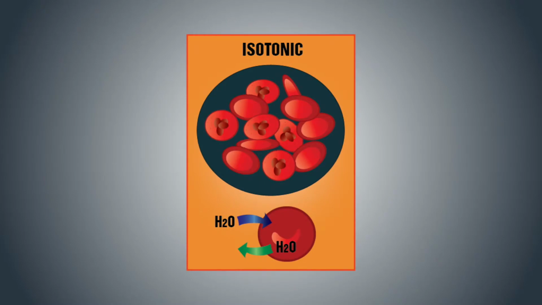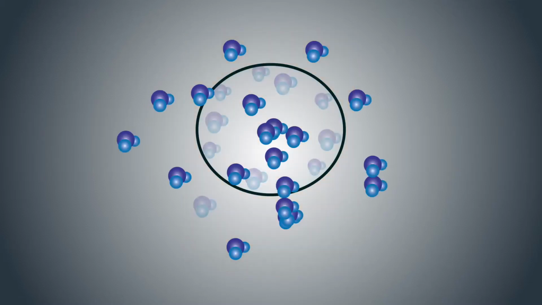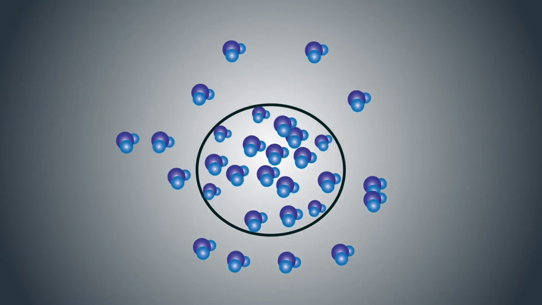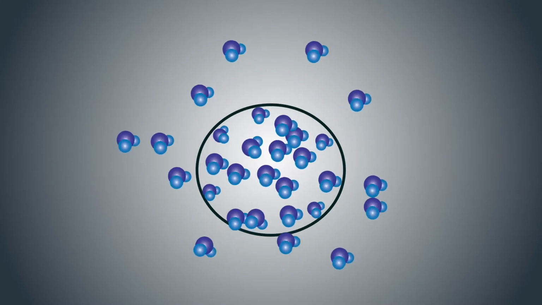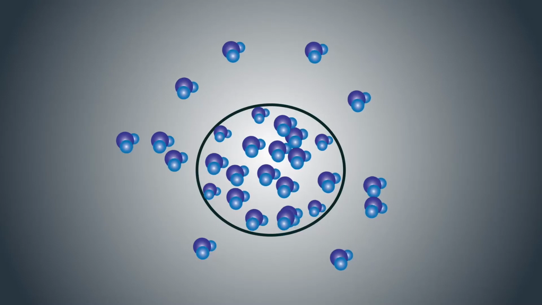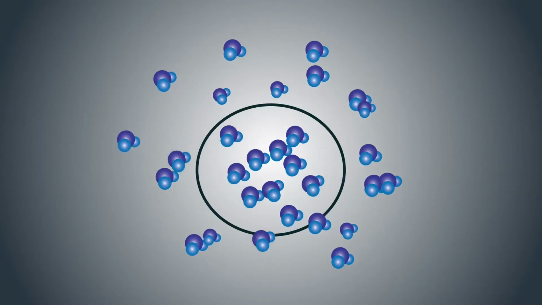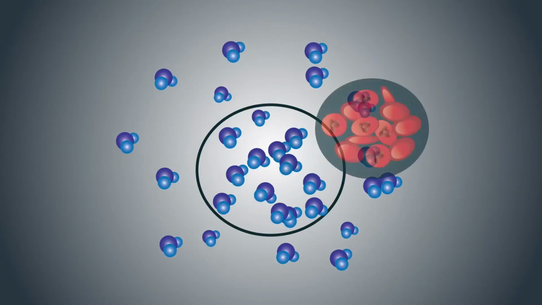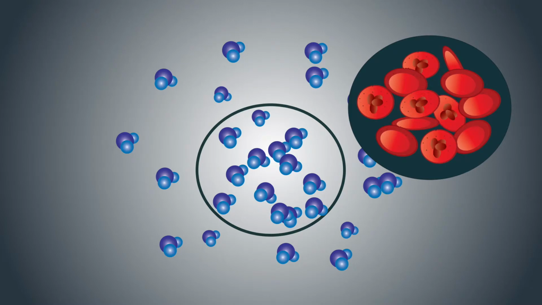Isotonic solution. If the medium has exactly the same water concentration as the cell, there will be no net movement of water across the cell membrane. As a result, water molecules continuously move into the cell and out of the cell. The concentration on both sides of the semi-permeable membrane remains the same.